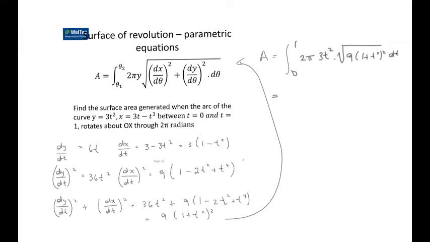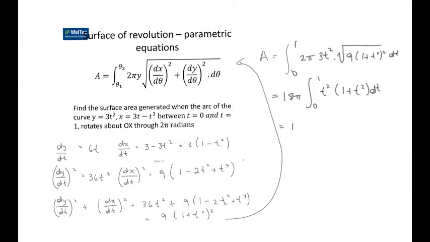Okay, so that's 18 pi times the integral between 0 and 1 of t squared times the square root of 1 plus t squared squared. So that would be times 1 plus t squared.